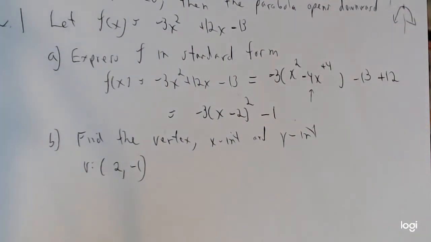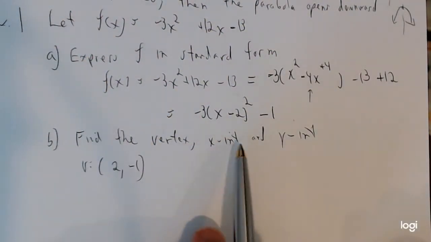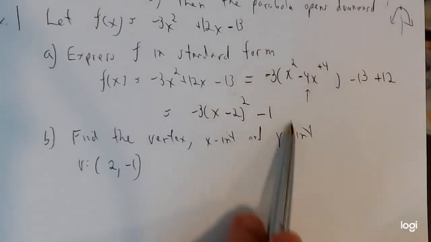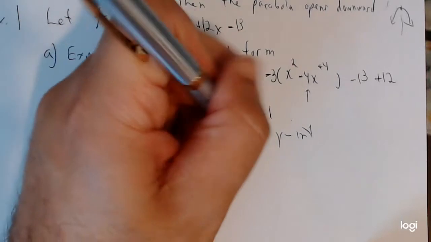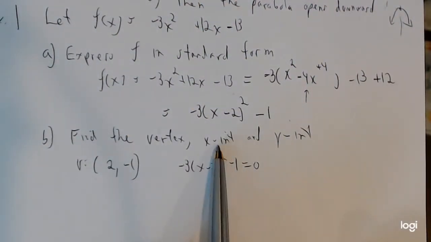Now we also need to find the x-intercepts and the y-intercepts. Well, to find the x-intercept, if you remember, at the x-intercept, what is it that we need to do? We set y equal to 0. So we take negative 3 times x minus 2 squared minus 1, we set it equal to 0, because to find the x-intercept, if you remember, at the x-intercept, your y is 0.